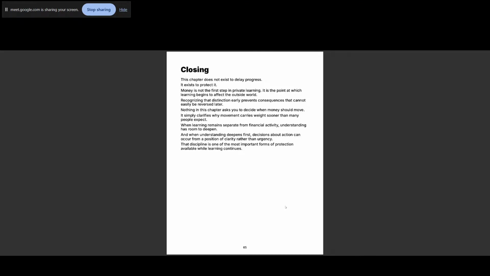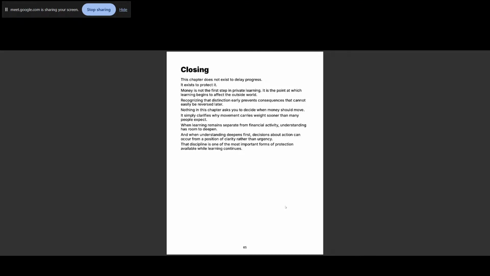Closing. This chapter does not exist to delay progress. It exists to protect it. Money is not the first step in private learning. It is the point at which learning begins to affect the outside world. Recognizing that distinction early prevents consequences that cannot easily be reversed later.